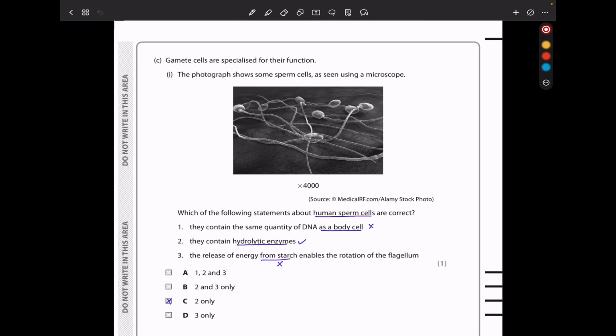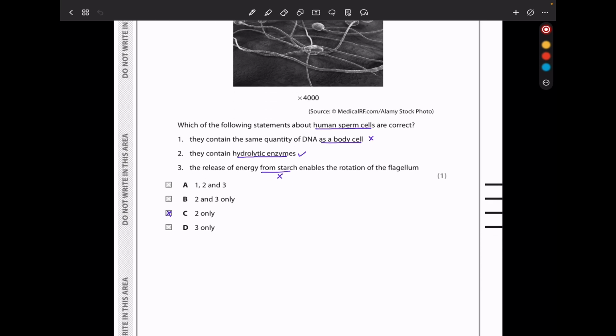In part C, gamete cells are specialized for their function. The photograph shows some sperm cells as seen using a microscope. So we can see they're here. The magnification is times 4000. They ask which of the following statements about human sperm cells are correct?